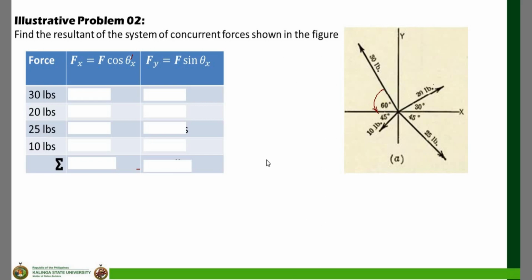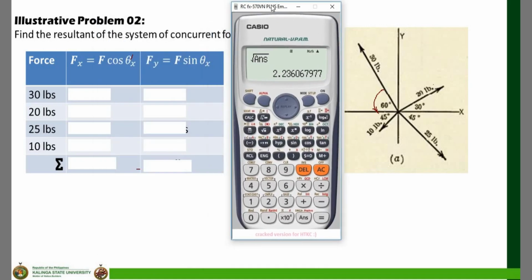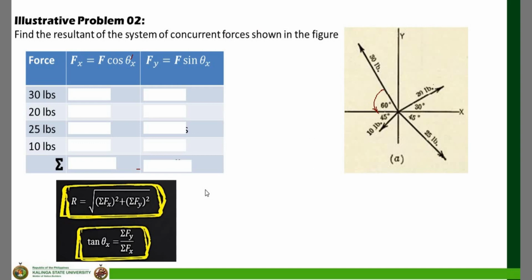So, I'll substitute this directly in my calculator. 30 multiplied by cosine of 60, the theta x of the 30 pounds. That is equal to 15. But the 30 pounds is pointing to the left, upwards. Since Fx is to the left, that is negative 15 pounds.